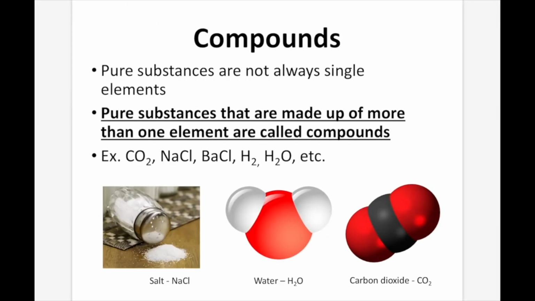Compounds. Pure substances are not always single elements. Pure substances can be made up of more than one element that are chemically bonded together. So for example, carbon dioxide is made up of carbon and oxygen. Sodium chloride is made up of sodium and chlorine. Barium chloride is made up of barium and chlorine. H2 is two hydrogens, and H2O includes two hydrogens and one oxygen.